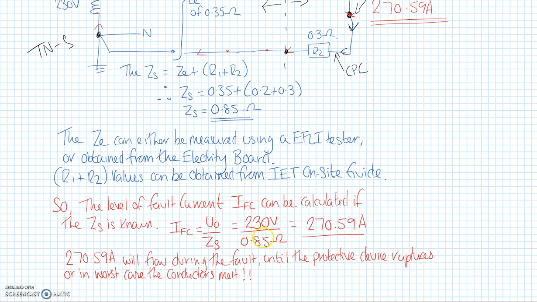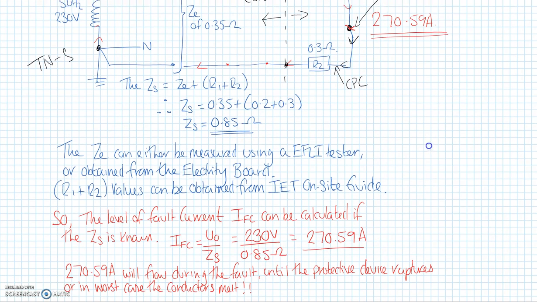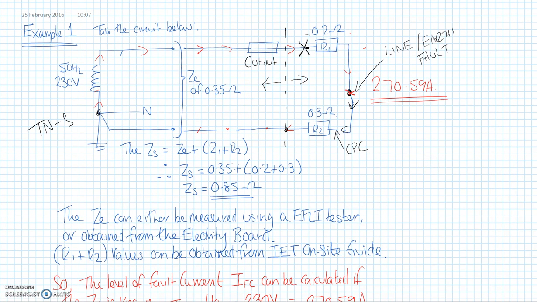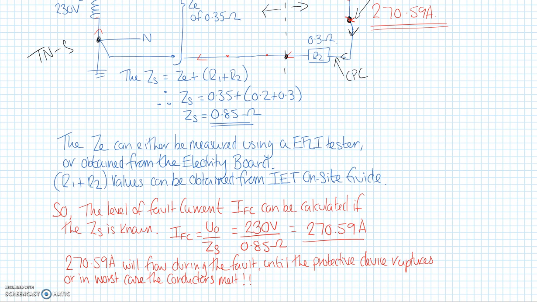Now if we reduce that impedance, so if we halve it, then we would actually double the amount of fault current. So what that means is, this is classic Ohm's law, as the voltage is constant, the value of fault current is inversely proportional to the impedance of the circuit. So the lower the impedance, the higher the fault current.